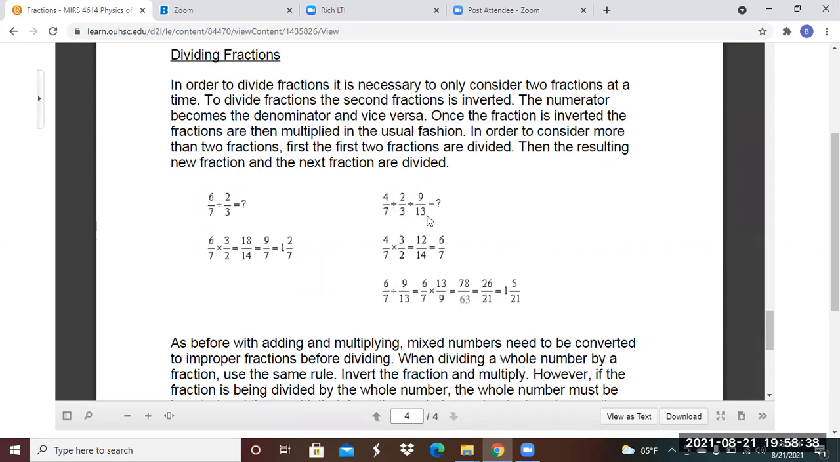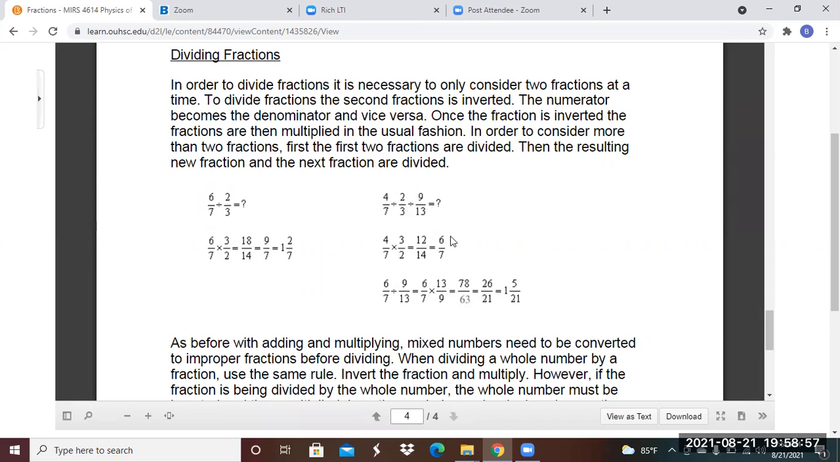We can do the same type of thing here where we've got 4/7 divided by 2/3 divided by 9 over 13. As we work through this from left to right, rather than take division by 2/3, we multiply by 3/2. We come up with 6 over 7.